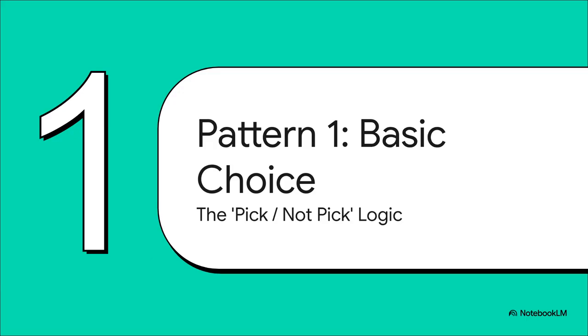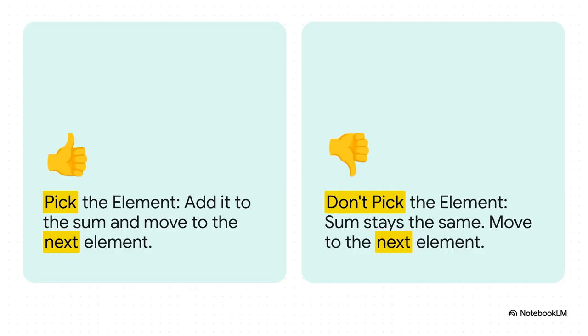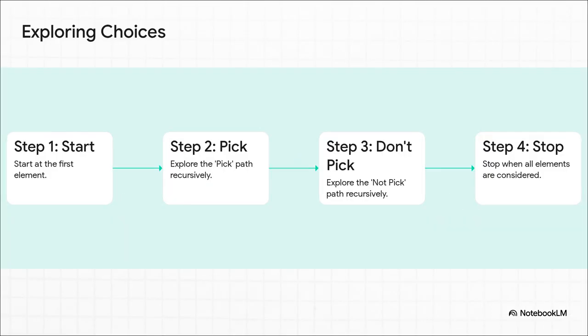Okay, so let's dive into the first and most fundamental pattern in our whole playbook. This is the bedrock. Everything else is going to be built on top of this. It's the simple logic of making a choice. Let's imagine a classic problem, subset sum. We've got a list of numbers, and we need to find all the different groups of those numbers that add up to a target. For every single number on that list, you have two and only two choices. You can pick it and add it to your total, or you can not pick it and just move on. That's it. And this simple process creates a kind of decision tree.